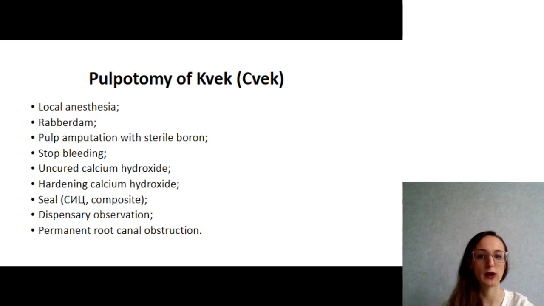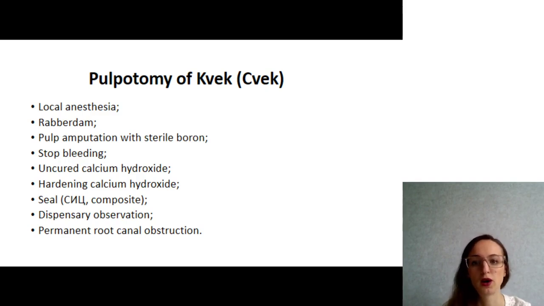Pulpotomy of a quack. It is a special method. First step: local anesthesia, isolation with rubber dam or cover dam, pulp amputation with a sterile bur, and stop bleeding. Normally, in 2 minutes you can stop bleeding.